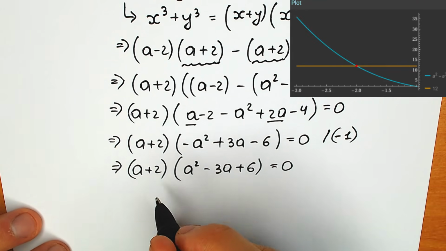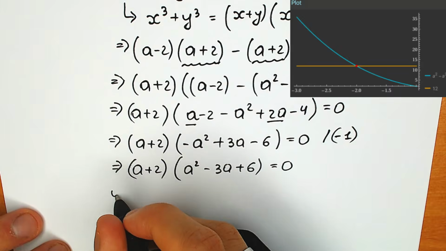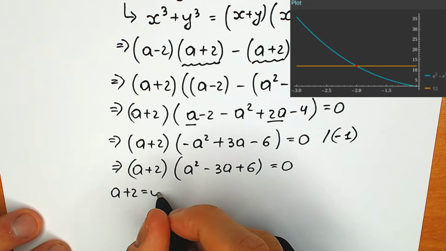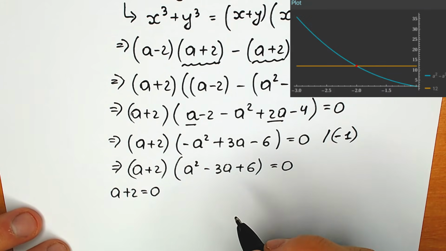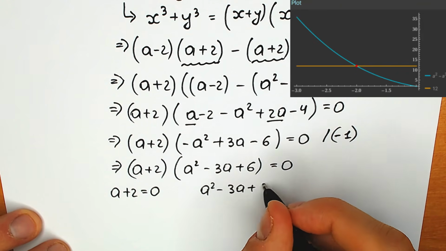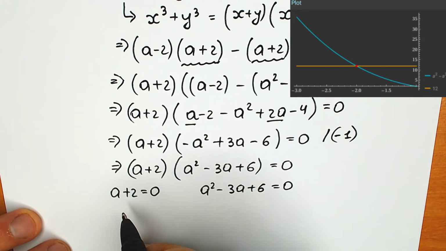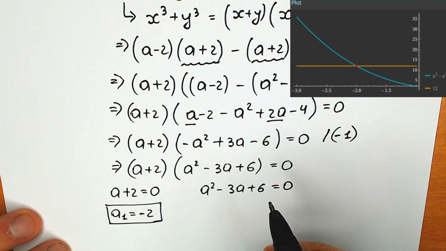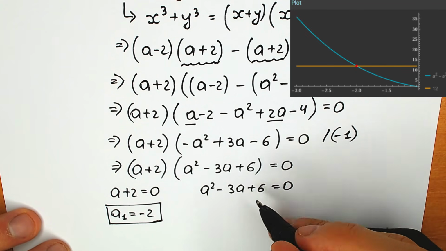And right now we can easily solve this part with two parentheses. Of course, the product of two parentheses is equal to 0 when the first parenthesis is equal to 0, a plus 2 equal to 0, or the second parenthesis is equal to 0. We have a square minus 3a plus 6 is equal to 0. Right now, let's solve real quick the first one. So a plus 2 equal to 0. From here, a first equal to minus 2. We're going to check this a first equal to minus 2 a little bit later. Right now, let's solve this quadratic equation.